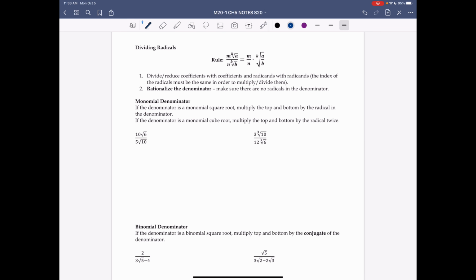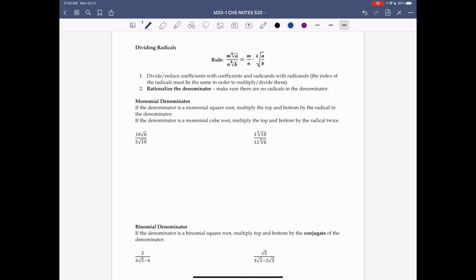Dividing radicals. Divide or reduce coefficients with coefficients and radicands with radicands. Again, the index of the radicals must be the same in order to multiply or divide. Step 2, for dividing radicals, we need to rationalize the denominator, which means we need to make it so we don't have any roots in our denominator.